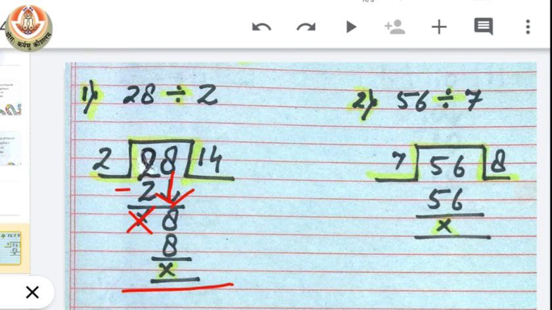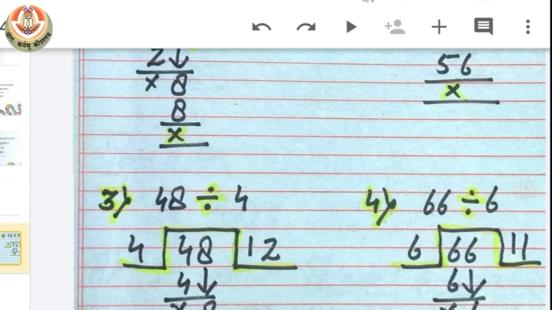Next is 56 divided by 7. We all know 7's table, that 7 into 8 equals 56, so we can do it directly. 7 into 8 equals 56, and when we subtract 56 from 56, we have nothing in remainder. So our answer is 8.